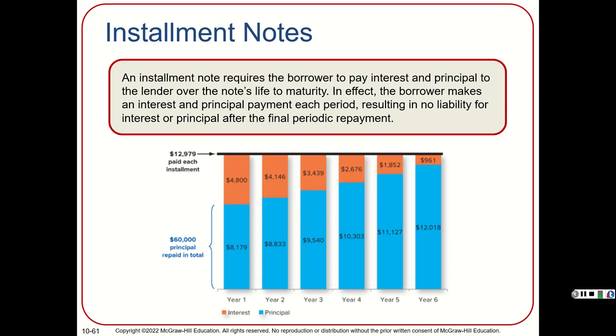Notes payable. Interest. An installment note requires the borrower to pay interest and principal to the lender over the note's life to maturity. In effect, the borrower makes an interest and principal payment each period, resulting in no liability for interest or principal after the final periodic payment.